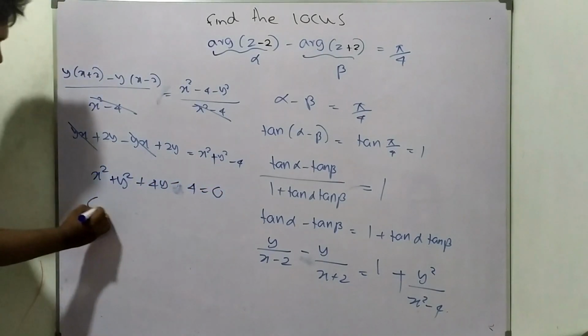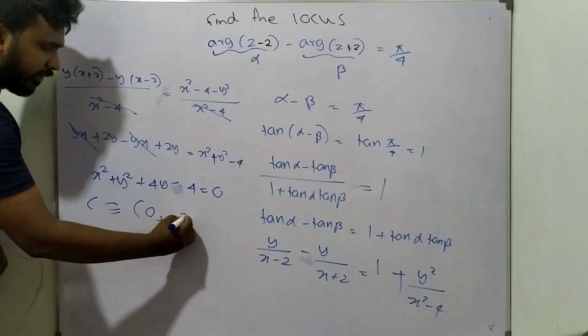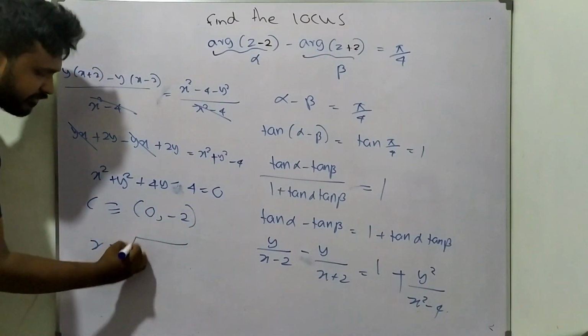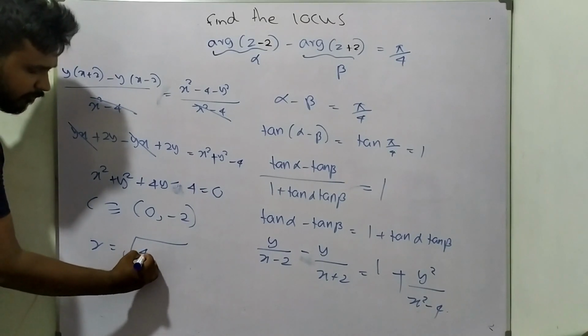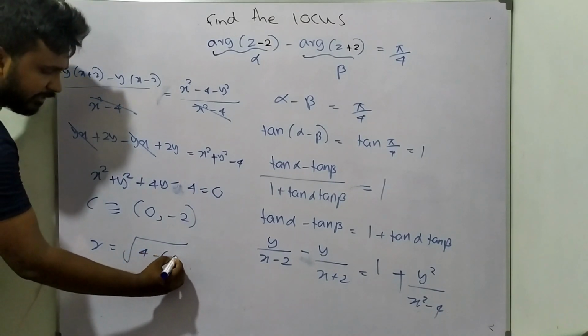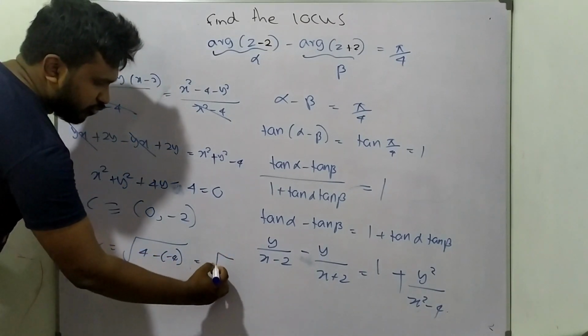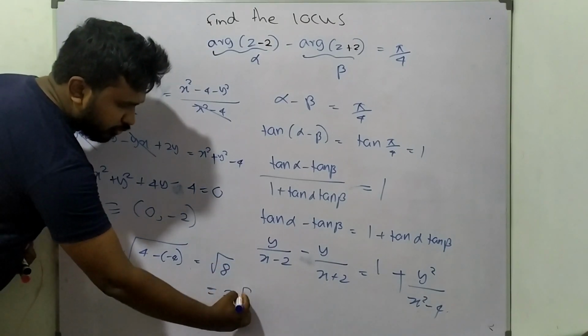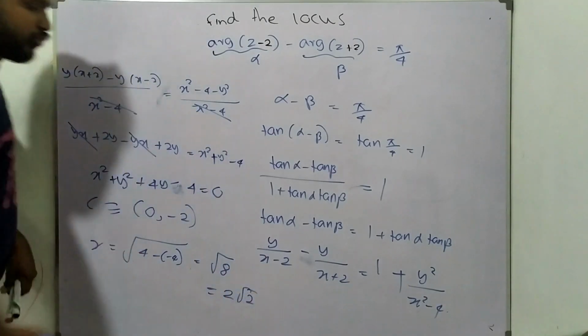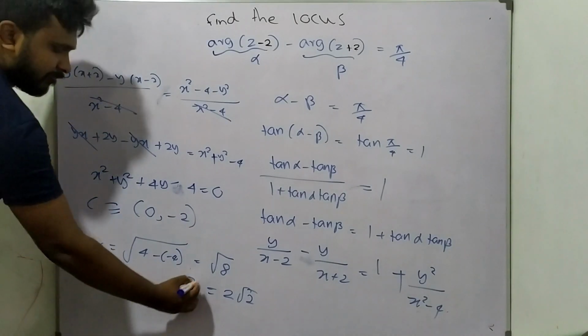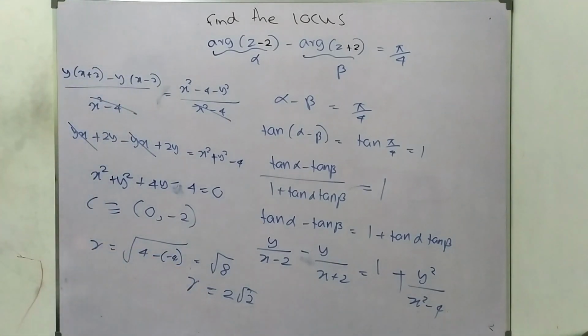So the center is now 0 and 2. The radius is the square root of 4 plus 4, which is root 8, 2 root 2. So this is the radius, right? Always, the main thing is you should find the locus of z first. Afterward we can find the locus of the main one.